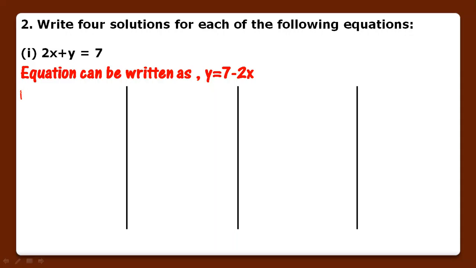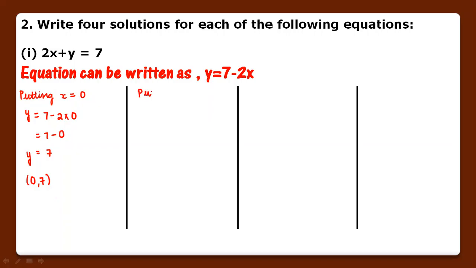So we can put any value of x, we'll get a corresponding value for y. Putting x equals 0, so y equals 7 minus 2 into 0, 7 minus 0, that is 7. So हमें हमारा solution मिल गया. x हमारा है 0, y is 7. So first हमें solution मिला.